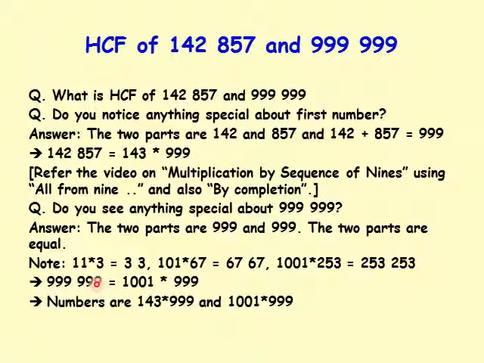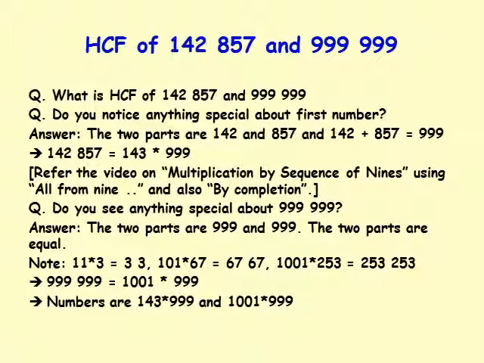999999 is equal to 1001 times 999. Just like that, a 3 digit number here and 3 digits duplicated: 253 and 253. Here 3 digits, 6 digit numbers here, and they duplicate 3 digits, and we will obtain that by 1001 times 999. Okay, let's continue from here. Now we have this number, the second number, is 1001 times 999. The first number is 143 times 999. The two numbers are 143 times 999 and 1001 times 999.